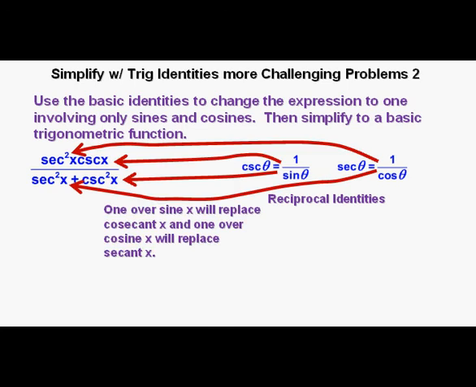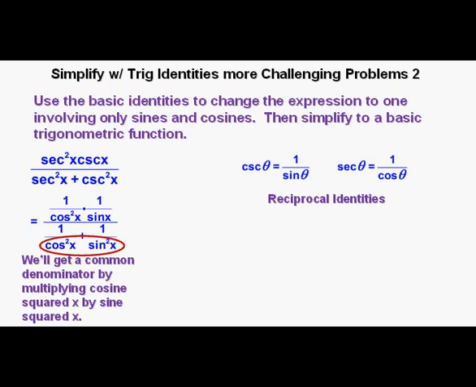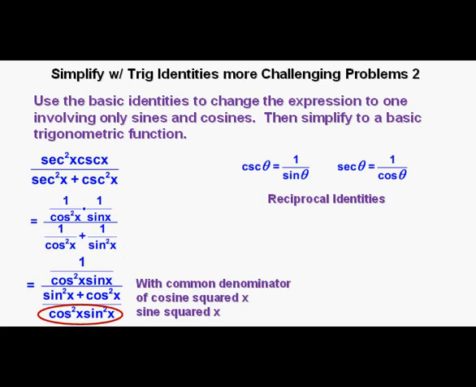1 over sine x will replace cosecant x, and 1 over cosine x will replace secant x. And here it is with the replacements made. We have 1 over cosine squared x times 1 over sine x over 1 over cosine squared x plus 1 over sine squared x. Next we'll get a common denominator in the denominator by multiplying cosine squared x by sine squared x. And with that common denominator and simplifying the numerator, we have 1 over cosine squared x sine x over sine squared x plus cosine squared x over cosine squared x sine squared x.